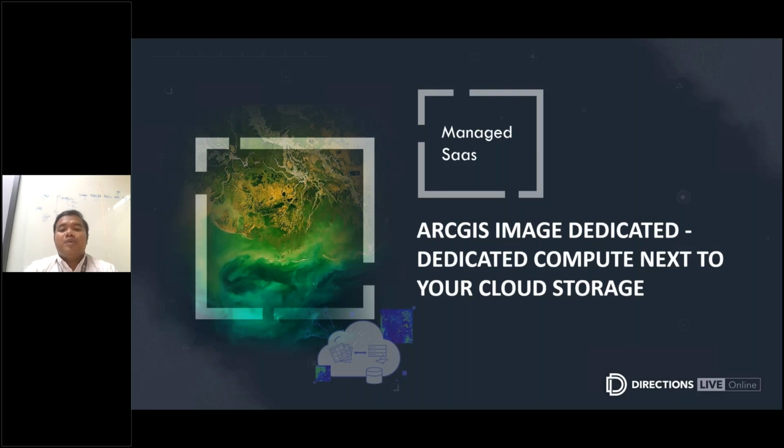Next, I will explain what ArcGIS Image Dedicated is. ArcGIS Image Dedicated brings raster analytic and streaming capabilities directly to imagery in your Amazon Web Services or Microsoft Azure cloud environment. It is ideal for organizations that have imagery in cloud storage, are mandated to keep their imagery in a specific region, or need to process imagery close to existing storage to reduce the ingress cost and enable scalability.